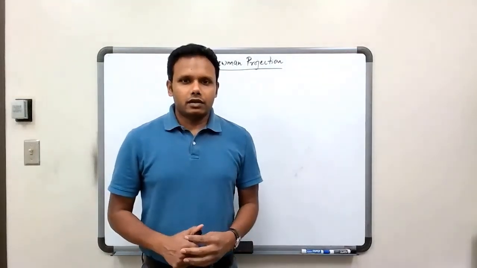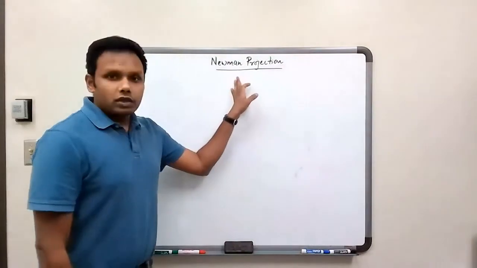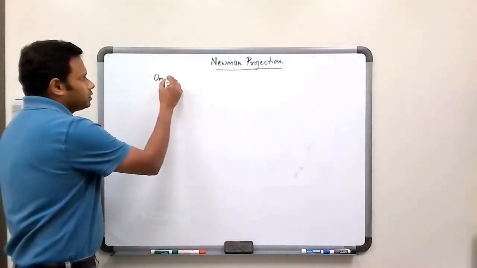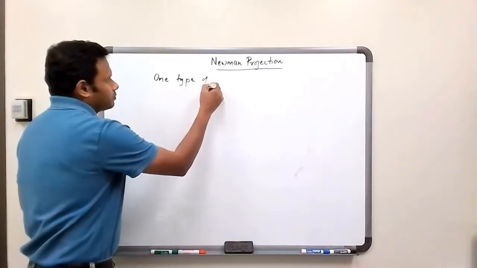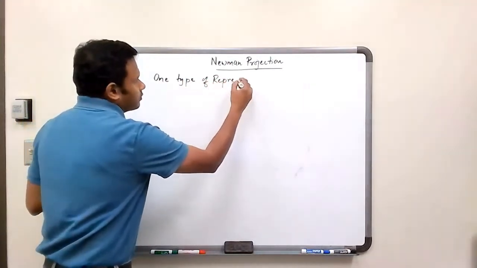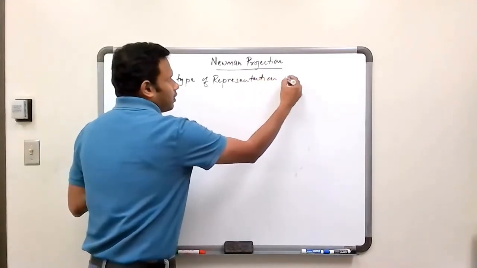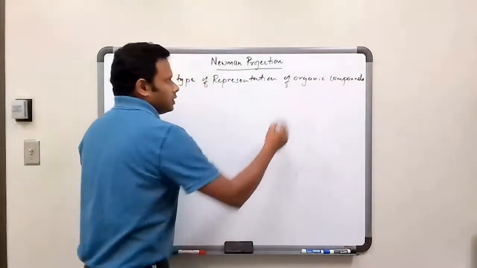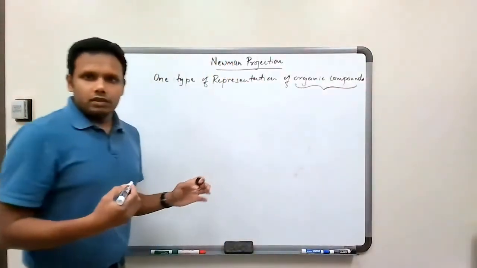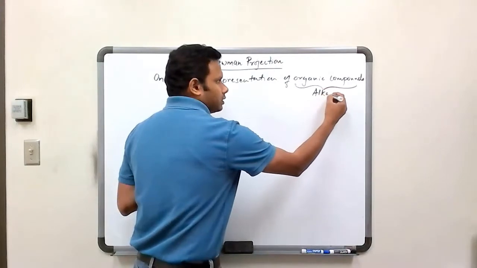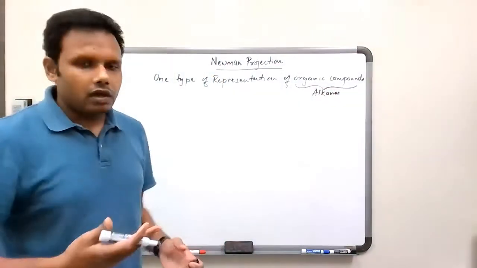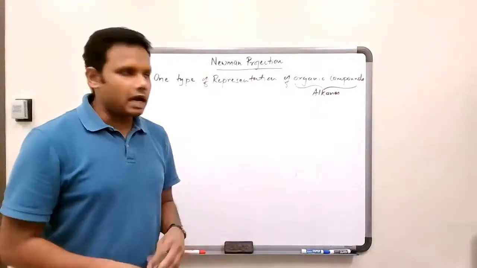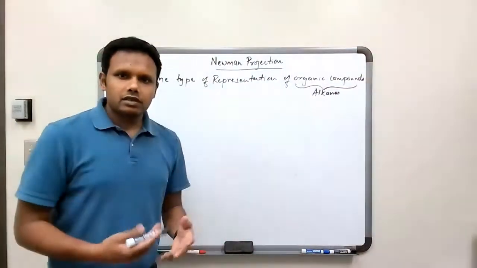Hi everyone, welcome back. In this video, we'll start talking about Newman projections. A Newman projection is one type of representation of organic compounds, and this is mostly applied to alkanes. Although you could do a Newman projection on other classes of organic compounds like alkenes or alkynes, it is most useful for alkanes. So we will use this mainly for alkanes in chapter 4.